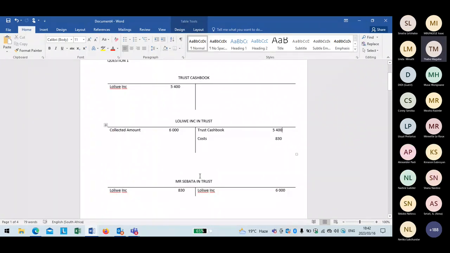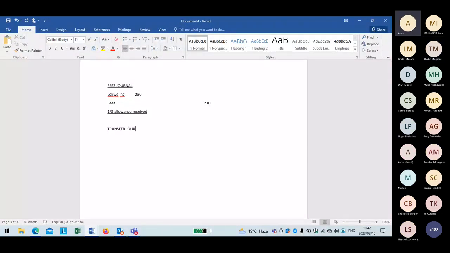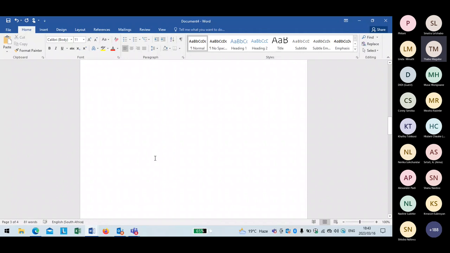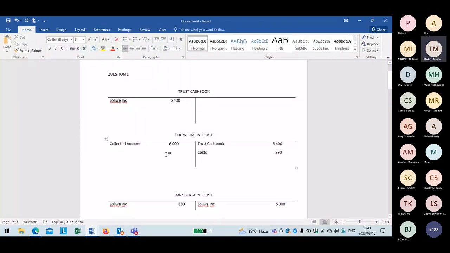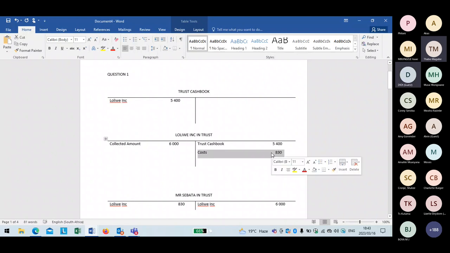All right, can we now go to the transfer journal? If you can touch on that Lolliway trust, I don't mean to draw us back, I just want to get an understanding of what happened there. Lolliway in trust, are you referring to all the recordings there? Remember, this 6,000 was dealt with in step number two, the collected amount. And the 5,400 was dealt with in step number one, the EFT amount. And the 830 was recorded during step number three, the costs.